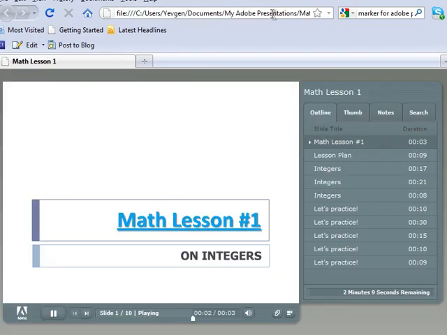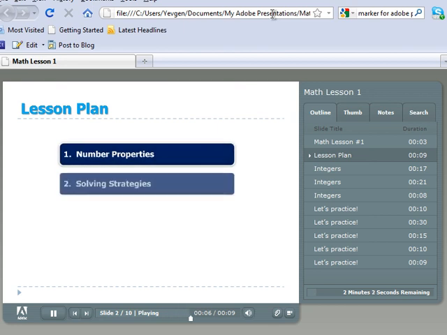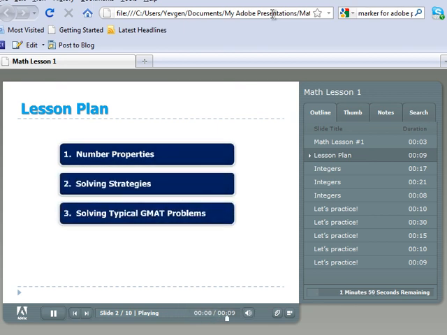Hello and welcome to our first math lesson. During this lesson we will talk about numbers and their properties. We will discuss different solving strategies and will solve some typical GMAT problems.